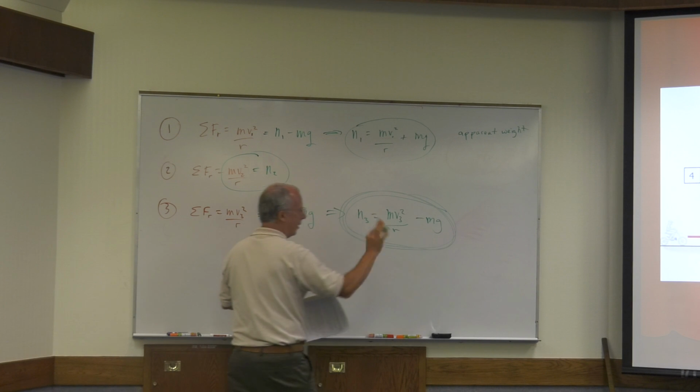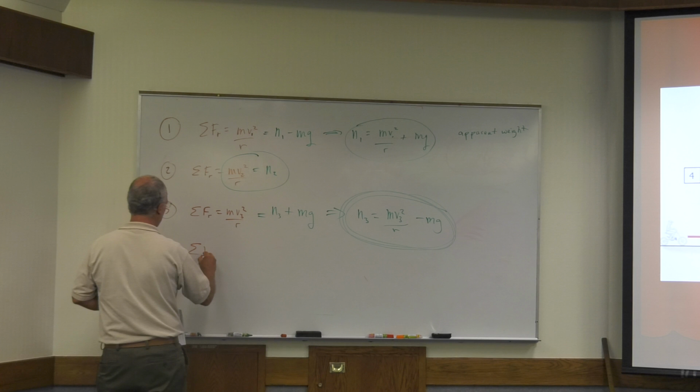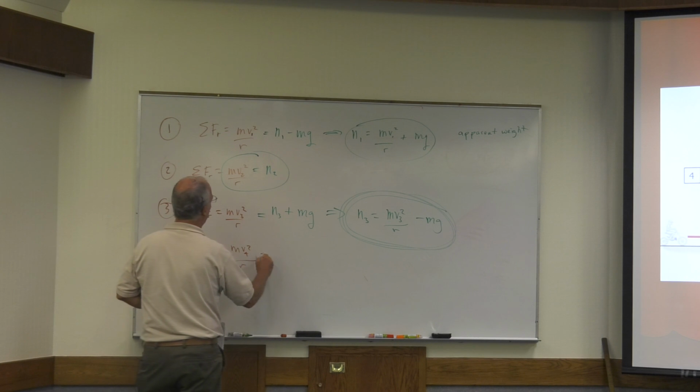This is the important one. You'll see why in a minute. Then 4, sum of the radial forces equals m4 squared over r, which is just n4.